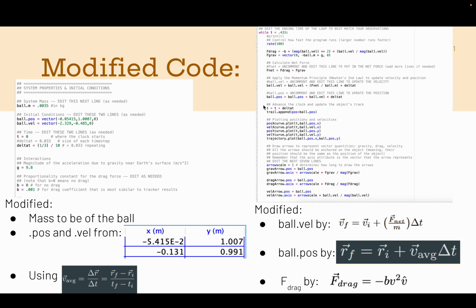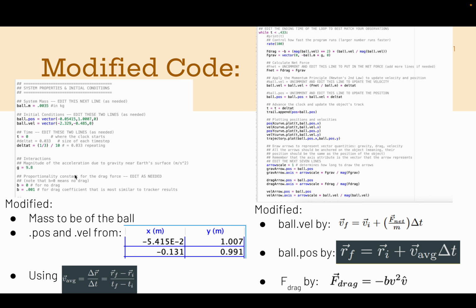Here's the code. The modified code is that I adjusted the mass to be the mass of the ball, 0.0035 kilograms. I adjusted the position to be just the x1 that you can see in these tables, the table that I was talking about earlier. The velocity vector is the initial velocities of the x and y positions. We calculated that using the formula I talked about earlier. The v average is equal to delta r over delta t, which is x2 minus x1 over delta t, and the same thing for y. Delta t I said is 1/3 over 10, which is 0.033 repeating, because 0.033 by itself wasn't really working, so I had to change it.